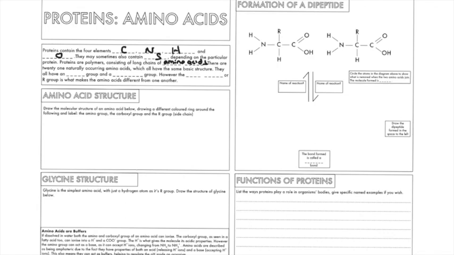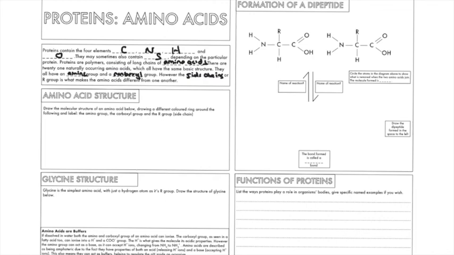There are 21 naturally occurring amino acids, so they've added one over the years, which all have the same basic structure. They all have an amine group and a carboxyl group. However, the blank or R group is what makes the amino acids different from one another. So it's the side chains, or the R group, that makes them different. Then it says draw the molecular structure of an amino acid below.